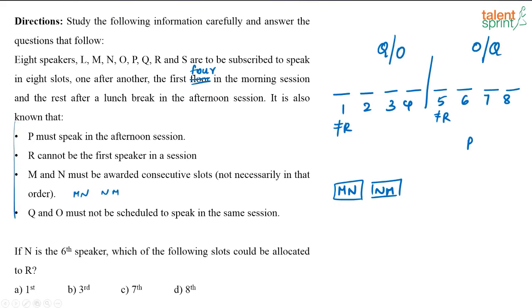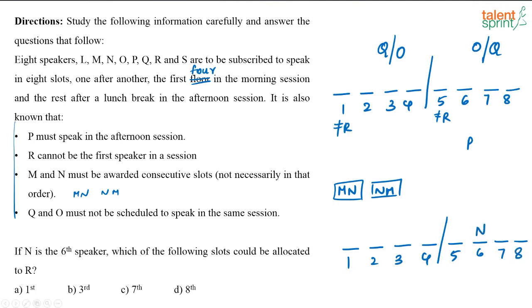Now let us look at the question. So the first question says, if N is the 6th speaker, which of the following slots could be allotted to R? So 1, 2, 3, 4, 5, 6, 7, 8. You have 8 slots. If N is the 6th speaker, so what is the slot that is allotted to N? 6, 7, 8. N is the 6th speaker.